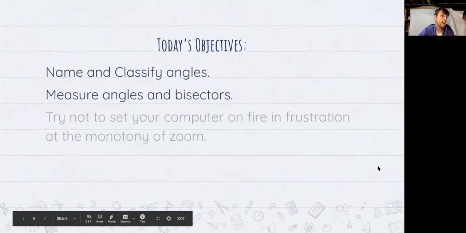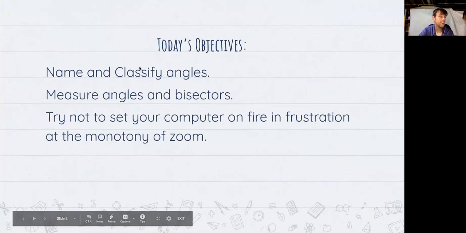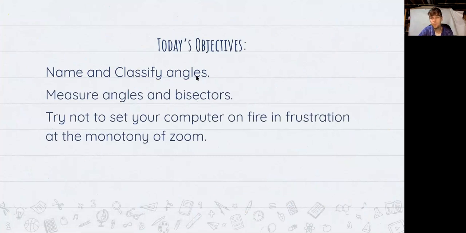For today, we have 3 objectives: name and classify angles. Naming angles is going to be a little tricky. When we say name, we mean using geometry notation to write them out. We're going to talk about measuring angles and angle bisectors. We're also going to throw in some algebra in there. I don't know how far we'll get.